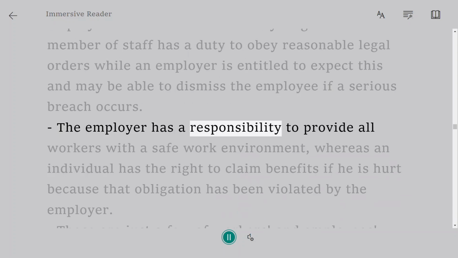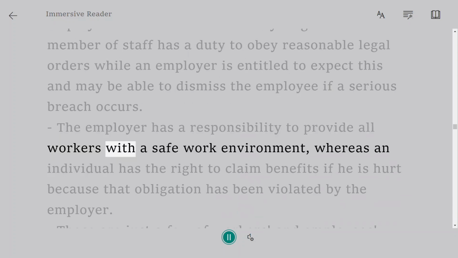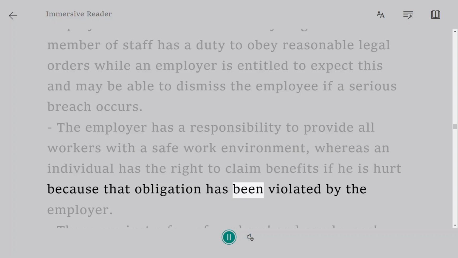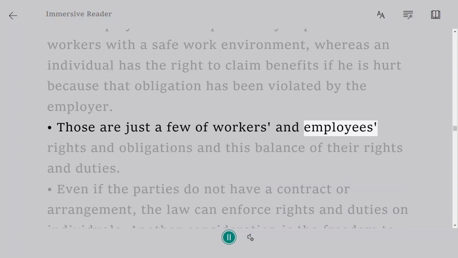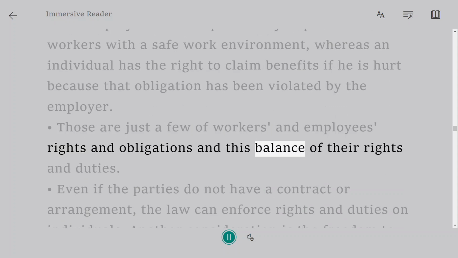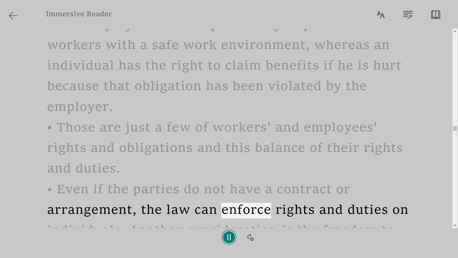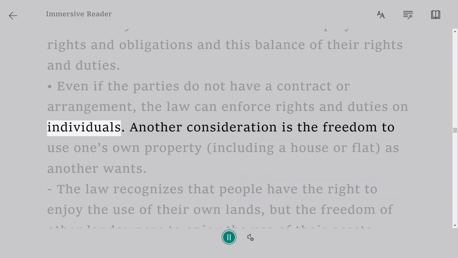The employer has a responsibility to provide all workers with a safe work environment, whereas an individual has the right to claim benefits if he is hurt because that obligation has been violated by the employer. Those are just a few of workers' and employees' rights and obligations and this balance of their rights and duties. Even if the parties do not have a contract or arrangement, the law can enforce rights and duties on individuals.